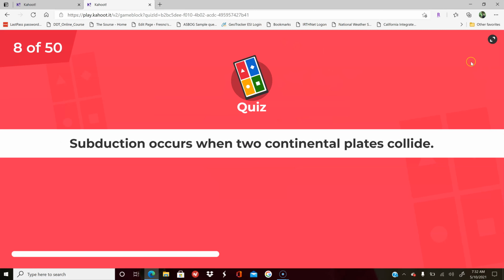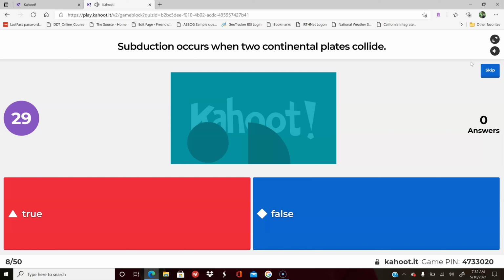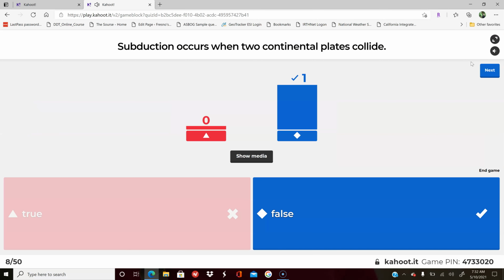Question 8. Subduction occurs when two continental plates collide. This would be false. Subduction occurs when an oceanic and a continental plate collide. That's where we see the biggest, deepest subduction, with continental and oceanic together, not two continental. Two continental generally drive everything upward, and you get really tall mountain ranges like the Himalayas.